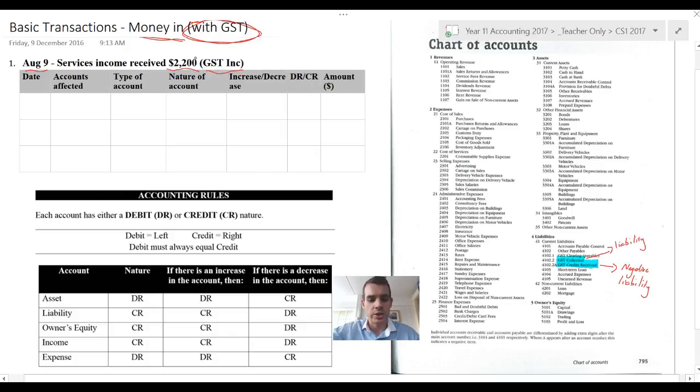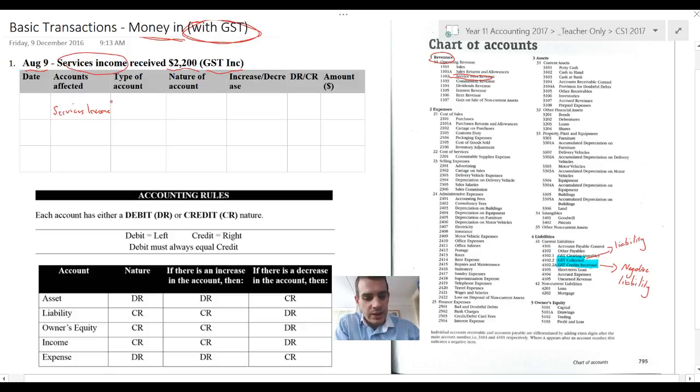What I like to do when we have a transaction involving GST is to figure out the accounts affected first. So services income received, that's going to be one account. That's going to be under our revenues account, this service fees revenue. But we'll just call this services income.